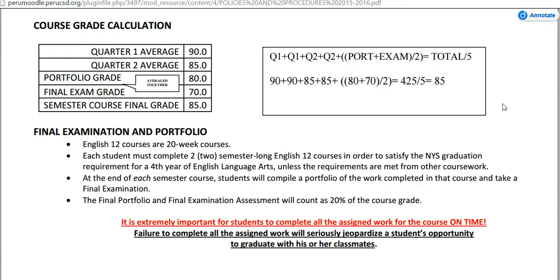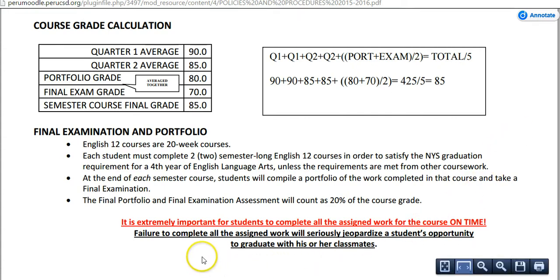Each student must complete 2 semester-long English 12 courses in order to satisfy the New York State graduation requirement for a 4th year of English Language Arts, unless the requirements are met from other coursework. At the end of each semester course, students will compile a portfolio of the work completed in that course and take a final exam. The final portfolio and final examination assessment will count as 20% of the course grade.